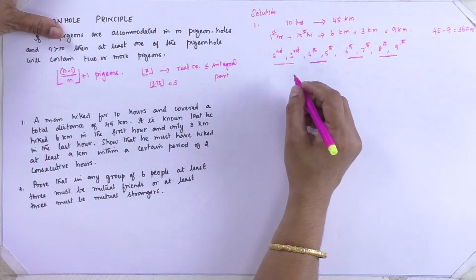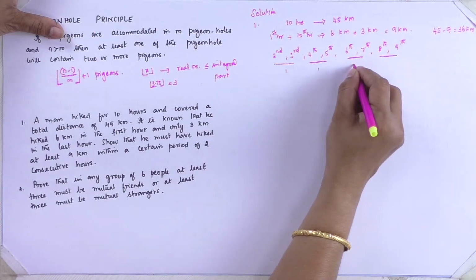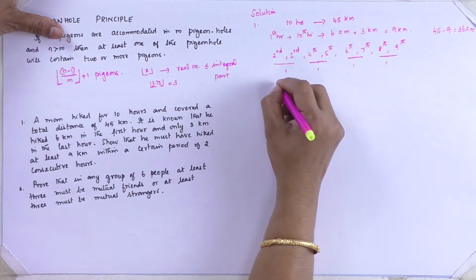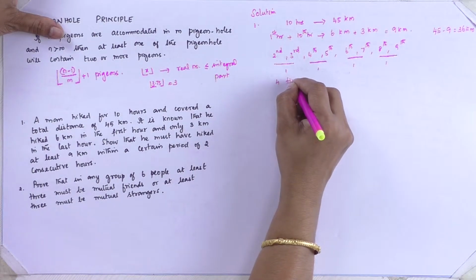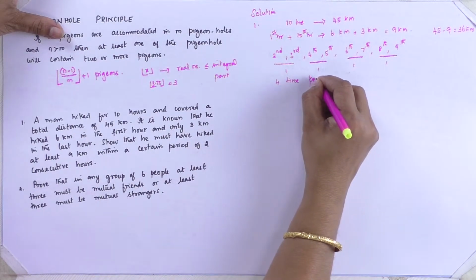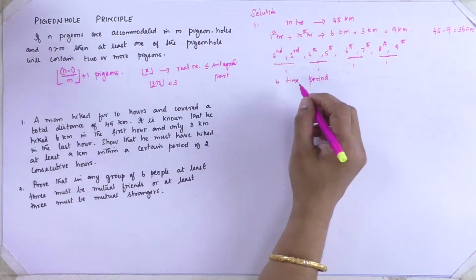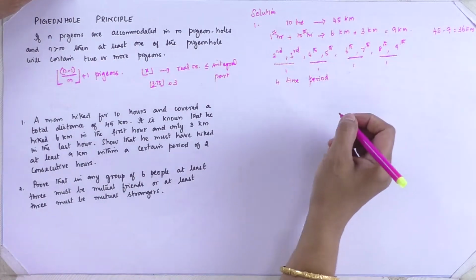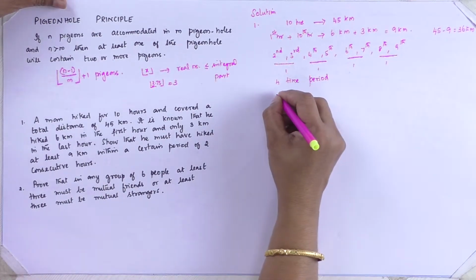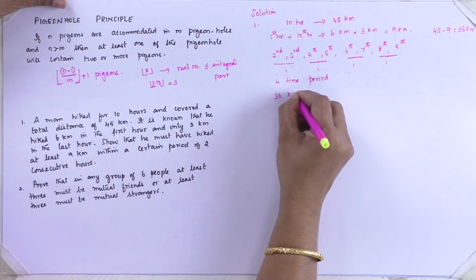So how many periods in total do I have? There are 4 time periods, which means that I take 2 consecutive hours as 1 time period. And how many kilometers are left out? So 36 kilometers are left, right?